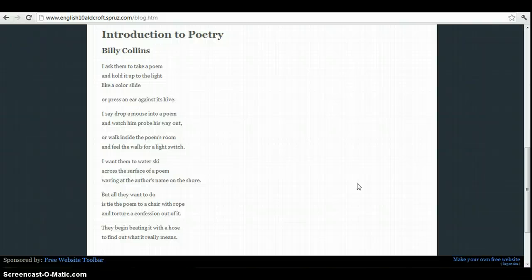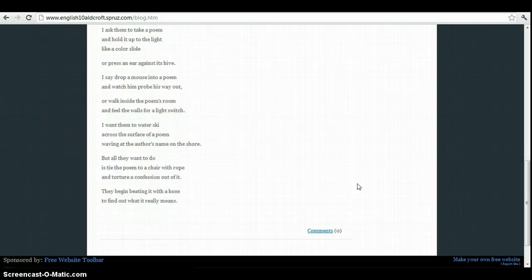I ask them to take a poem and hold it up to the light, like a color slide, or press an ear against its hide. I say, drop a mouse into a poem and watch him probe his way out. Or walk inside the poem's room and feel the walls for a light switch. I want them to water ski across the surface of a poem, waving at the author's name on the shore. But all they want to do is tie the poem to a chair with rope and torture a confession out of it. They begin beating it with a hose to find out what it really means.